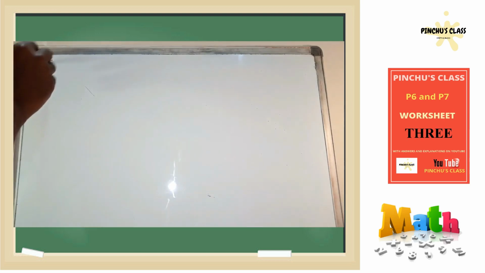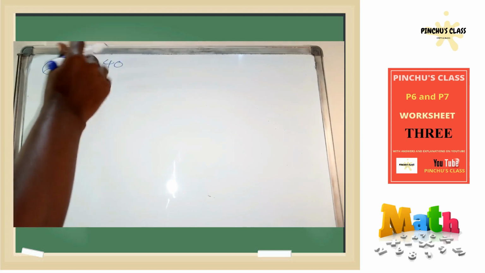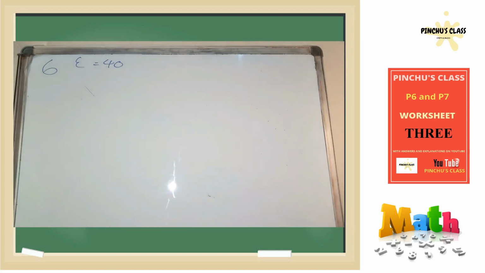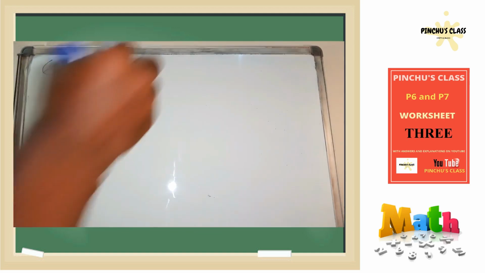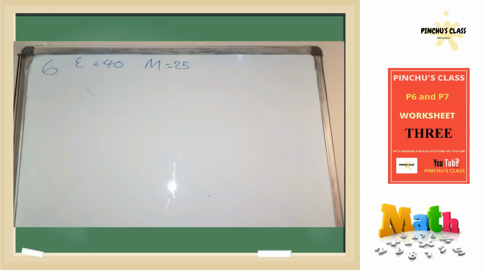Let's go to our last number, number 6. They have told us in a class of 40 pupils, 25 enjoy mathematics. Now total is 40. We can actually call it universal set 40. 25 enjoy mathematics. M is 25. What I'm doing is very important. When you note these things down, you don't get so much confused.